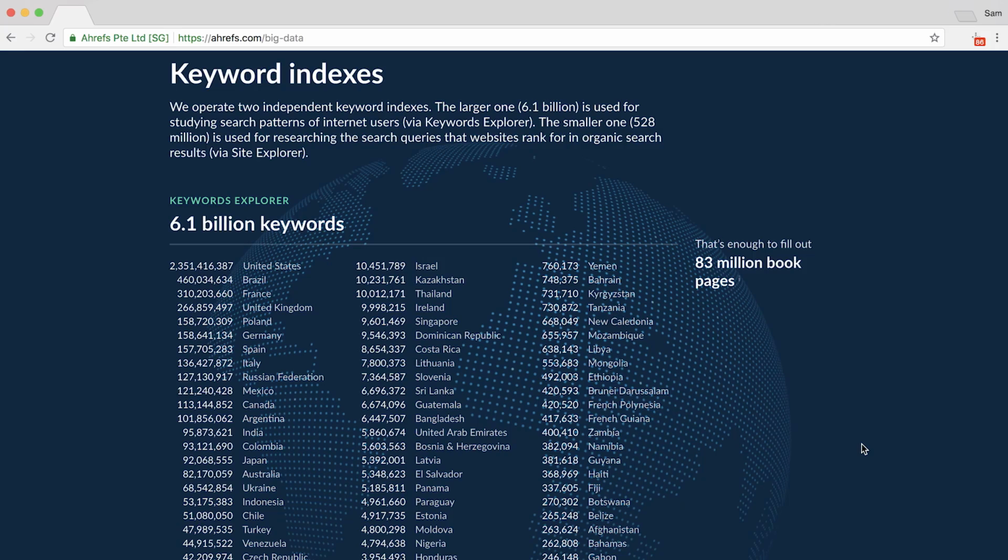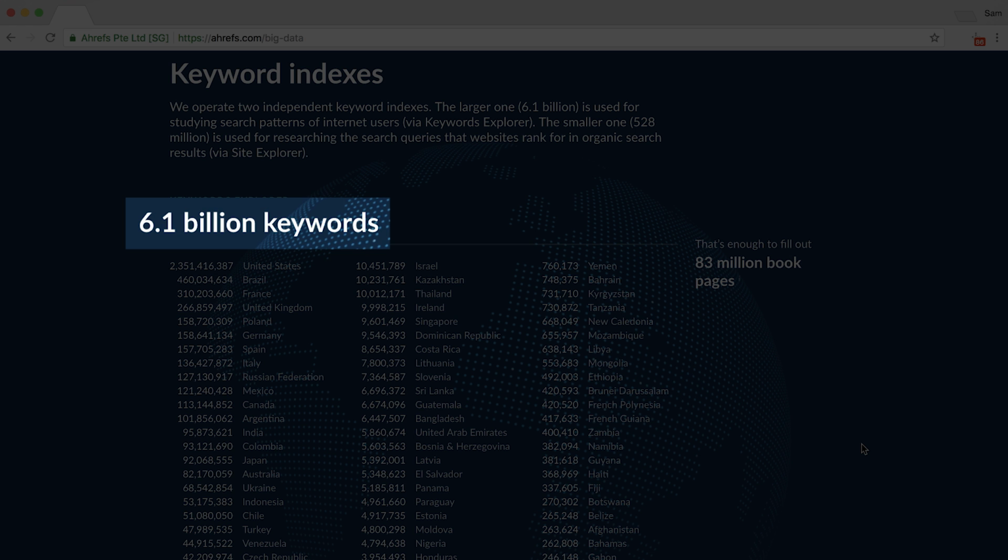Keep in mind that even though Ahrefs' keyword database is absolutely monstrous, it doesn't contain all possible search queries that people might search for. So there's a lot of low-hanging traffic here up for grabs.